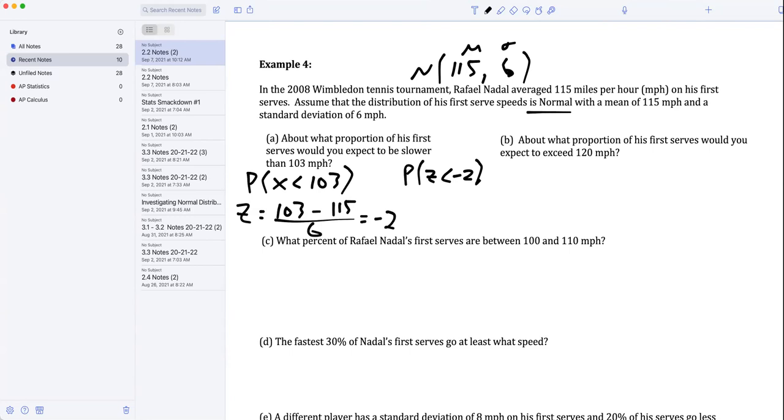Now, once I find the z-score, I put that into normal CDF. My lower bound is going to be negative infinity, because I want everything less than 103, or negative 2. My upper bound is negative 2. Mu and sigma are 0 and 1. So now take your calculator and find normal CDF from negative infinity to negative 2.